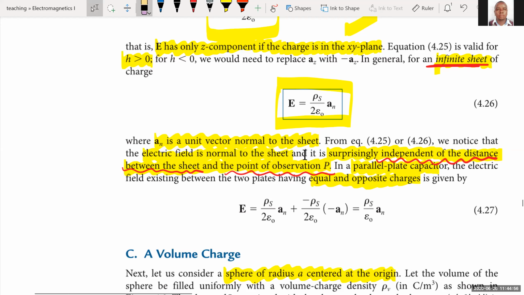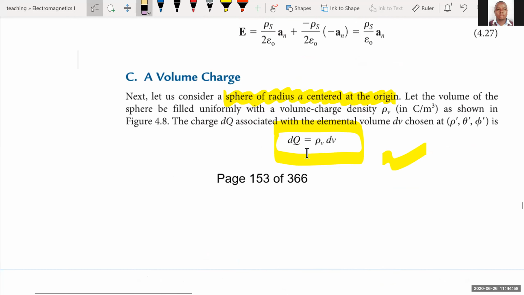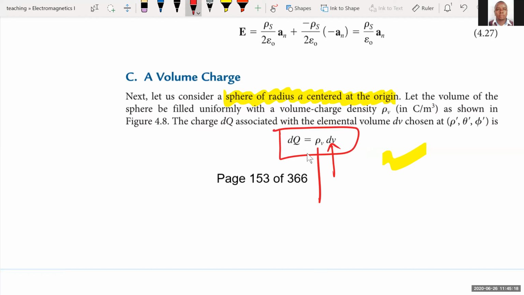All right, so our last point we want to discuss is the volume charge. And again, as we saw earlier, if you have an elemental volume described by dV, having charge density rho v, then the elemental volume will have charge dq equivalent to rho v times dv.